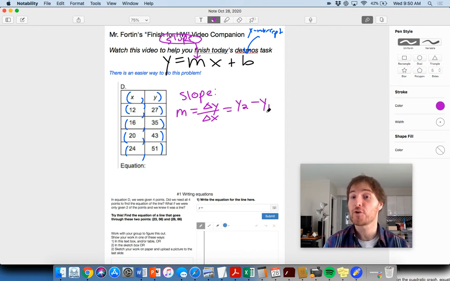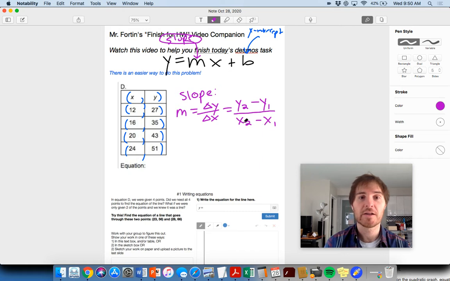We'll say that's from a first point here, and you set it over the x coordinate from the second point subtracted by the x coordinate from the first point. This formula looks a little bit scary, so let's maybe show you what I'm talking about here, okay? Direct your attention back to the table for a second, okay? So I can use any of these 2 points to figure out the slope here.